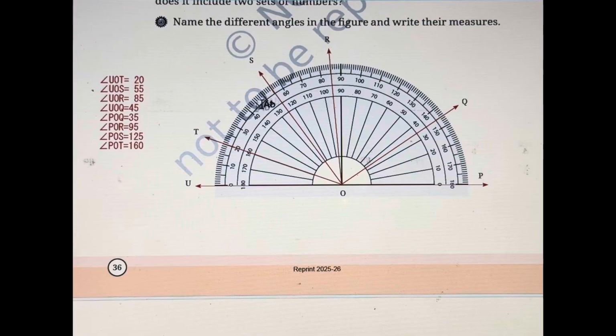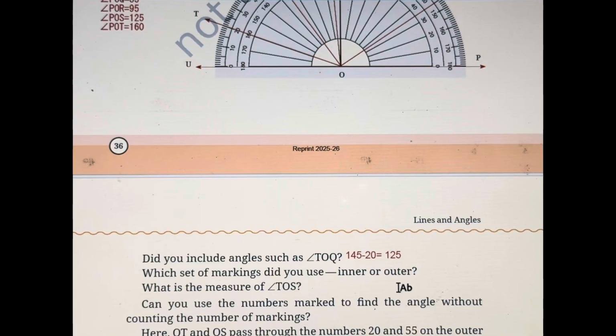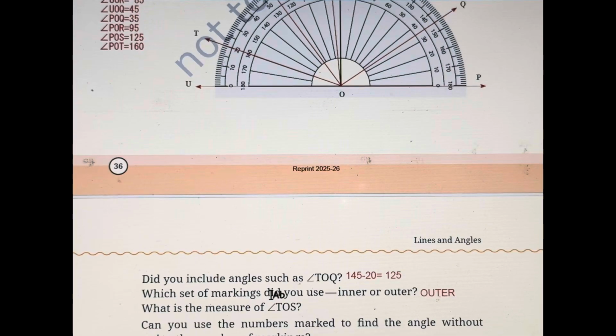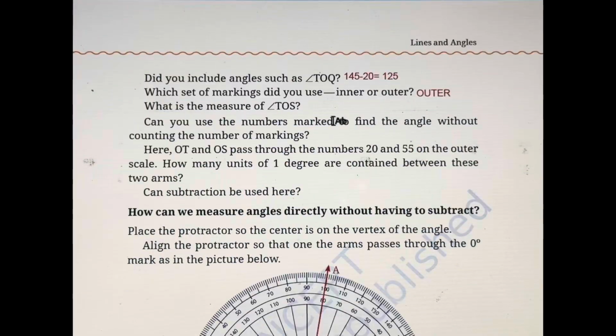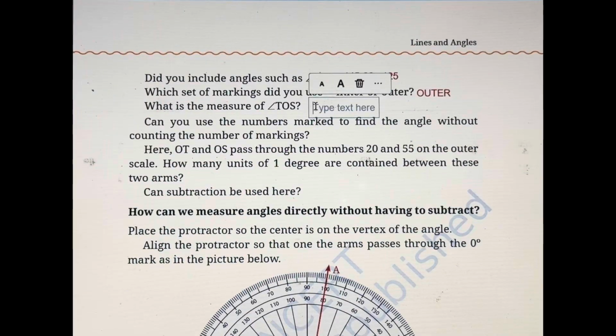Okay. So which set of markings did you use here? We use the outer scale, right? So you can tick mark, we use the outer scale, and you can write the answer as outer scale. Okay. What is the measure of angle TOS? Now let us see TOS. So same thing we will do. This is 20 degree and S is 55 degree. So we subtract and we get the answer as 55 minus 20, which is equal to 35 degrees, right?